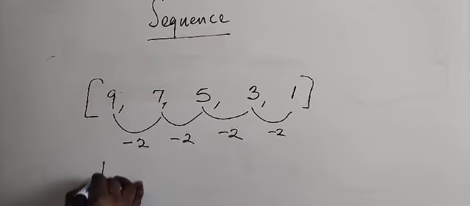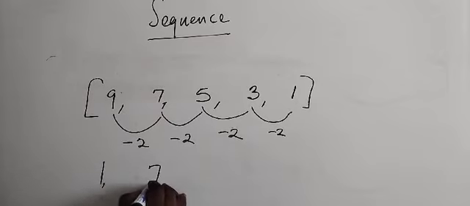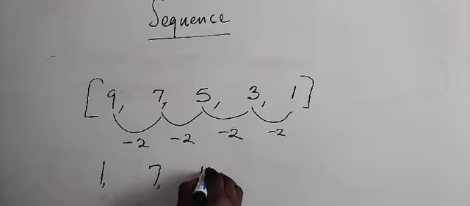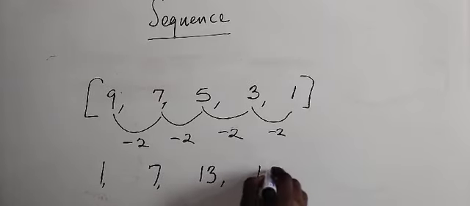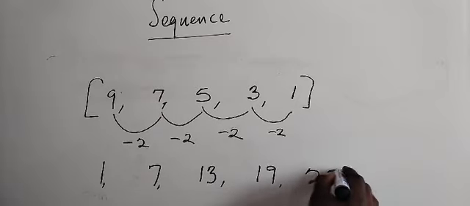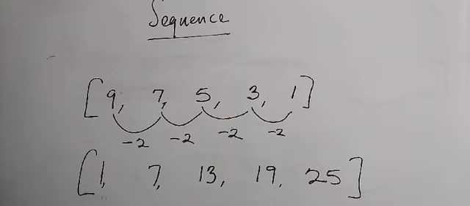Another good example is 1, 7, 13, 19, and 25. From this sequence, we can see that it's going up by positive 6. This is also an example of a linear sequence because the rate at which it's going up is constant, 6 every time. So these two examples are called linear sequences.